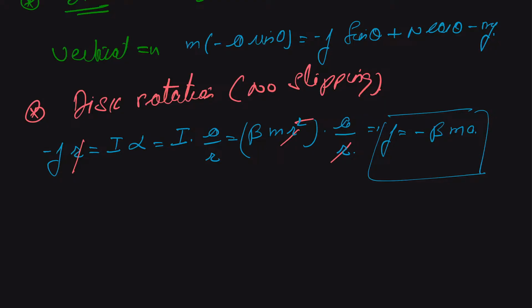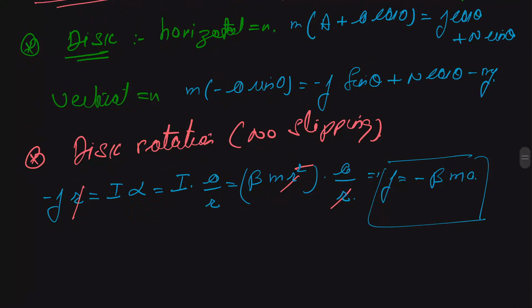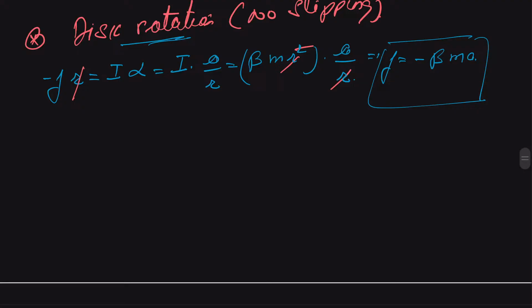And now we consider the wedge horizontal equation. These were the two equations for our disk, the horizontal equation as well as the disk rotational equation, and now we come to our wedge horizontal equation.